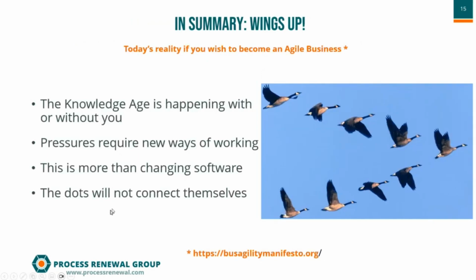So in summary, this is my new favorite expression now, I'm calling it wings up as opposed to elbows up. But if you want to become an agile business, we're in the knowledge age, and you have to know the impacts of things on other things. The pressures are there to find new ways of working. We've just seen this very, very recently. And this is a very important message. This is not just about changing software. This is about changing the business and making sure any changes are successful.